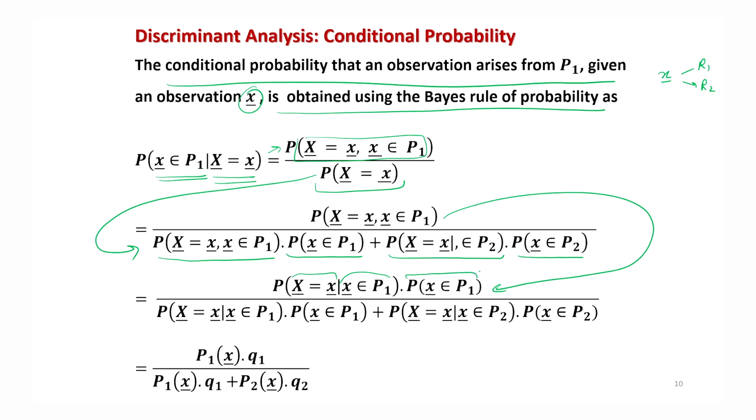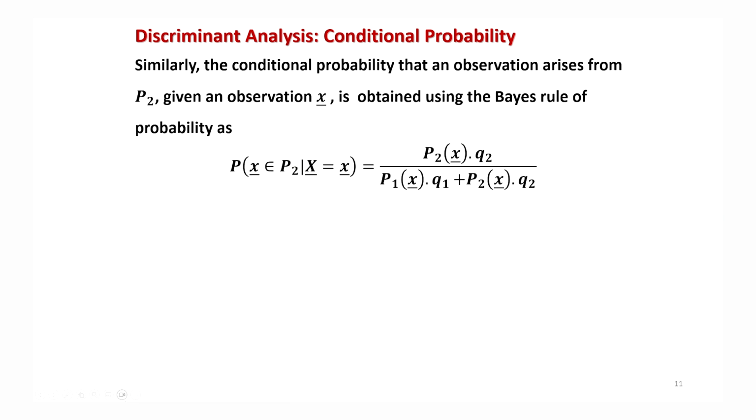Now if you substitute these values over here, this probability can be expressed like this: P1(x) into Q1 divided by P1(x) into Q1 plus P2(x) into Q2. Right. So this is the probability that an observation is arising from P1, given that there are two possibilities that it can come from P1 or P2.